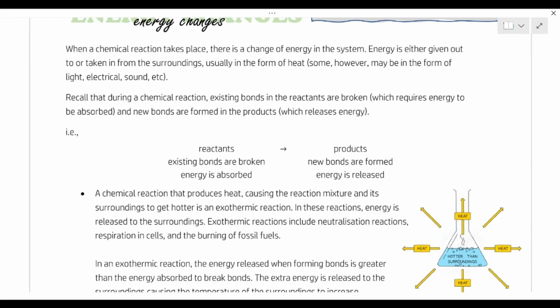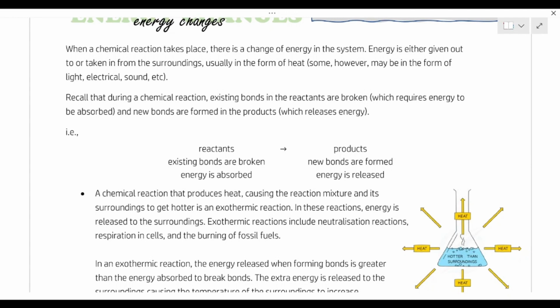You should recall that in a chemical reaction, what you're going to have is bonds in the reactants being broken and bonds in the products being formed. Now, when you have those existing bonds in the reactants being broken, energy is required. You need to take in energy, absorb energy to break the reactant bonds. When bonds are formed in the products, energy is released, so you give off energy.